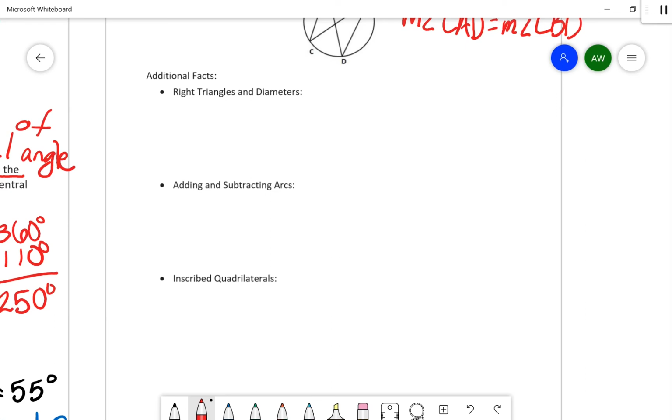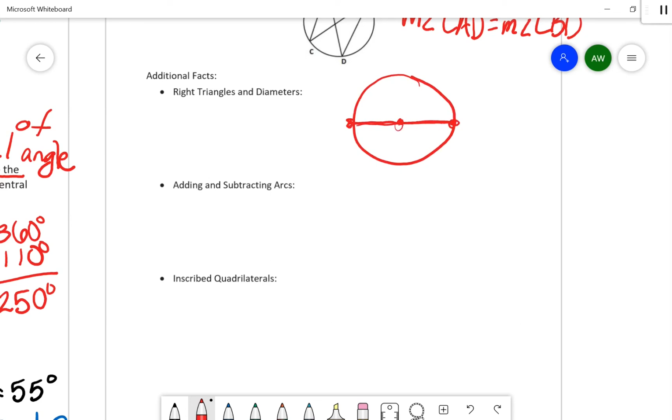So the first idea we have here is the relationship between right triangles and diameters of a circle. We got a little bit of a hint of this in a previous example problem, but let's take a look at it more in depth now. Let's say I have a circle and I have a diameter of that circle. Now remember that a diameter is a straight line segment that starts and ends on sides of our circle, right? But goes through the center of the circle.